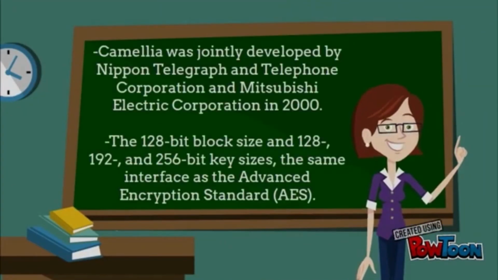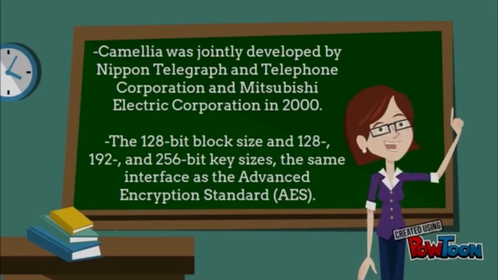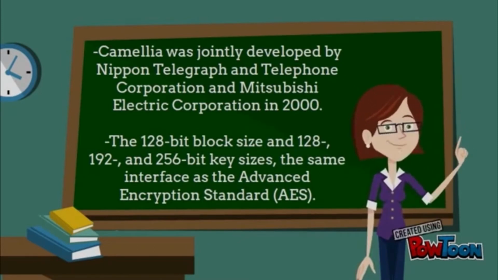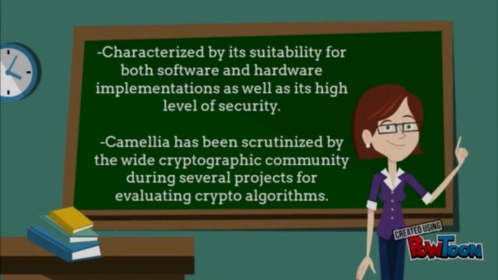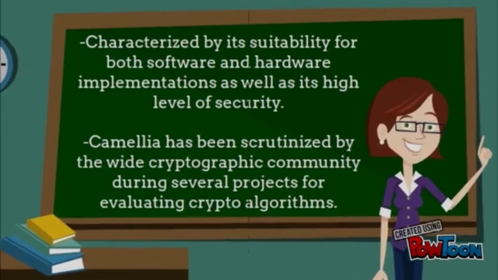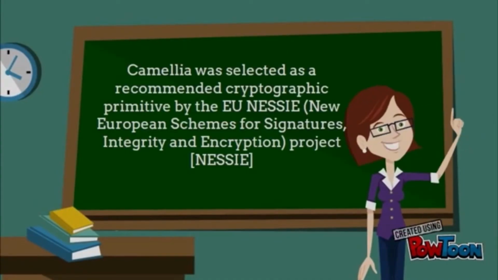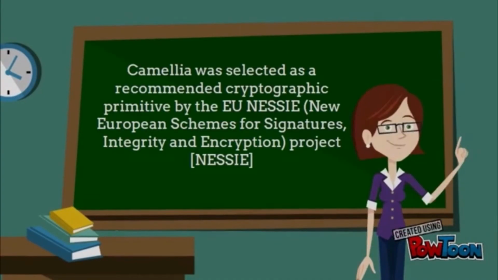Camellia was jointly developed by Nippon Telegraph and Telephone Corporation and Mitsubishi Electric Corporation in 2000. It is characterized by its suitability for both software and hardware implementation as well as its highest level of security. Camellia has been scrutinized by the wide cryptographic community during several projects for evaluating crypto algorithms. Camellia was selected as a recommended cryptographic primitive by the New European Schemes for Signatures, Integrity and Encryption (NESSIE) project.